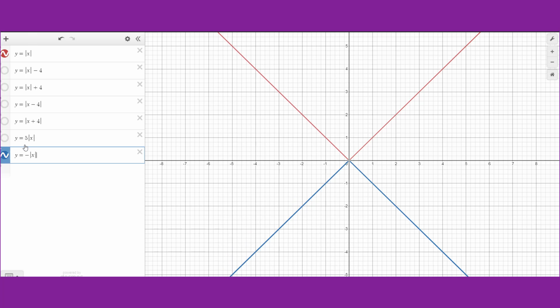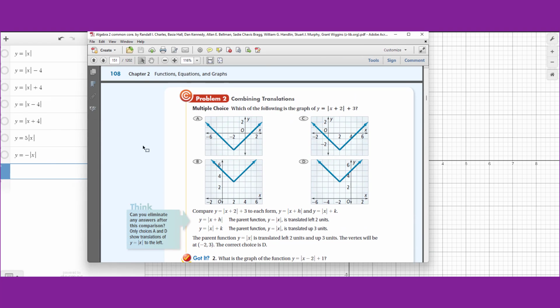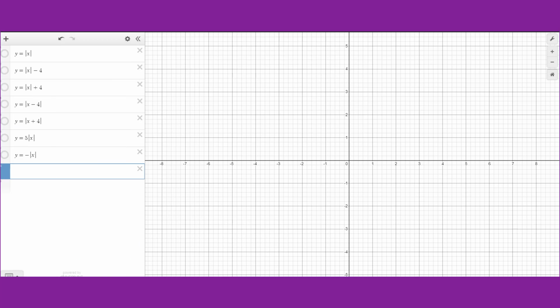So what if I asked you a question here, and without graphing it, you took a look at 4 graphs and you answered the question, which one of these is the graph of y equals absolute value of x plus 2, plus 3? Which one do you think is that one? So let's graph it and see. y equals absolute value of x plus 2.